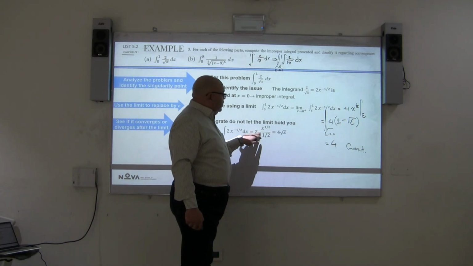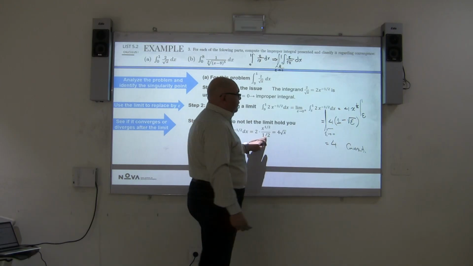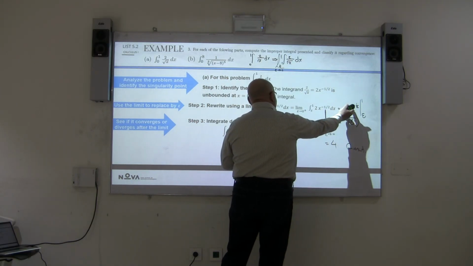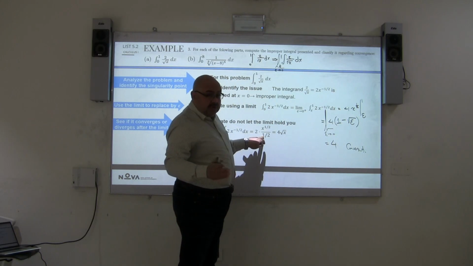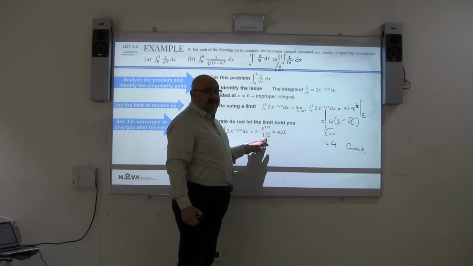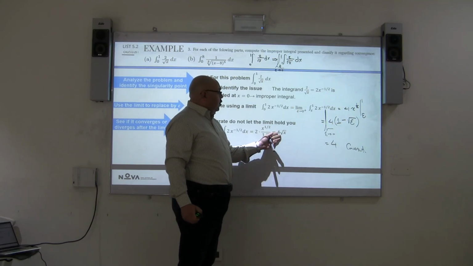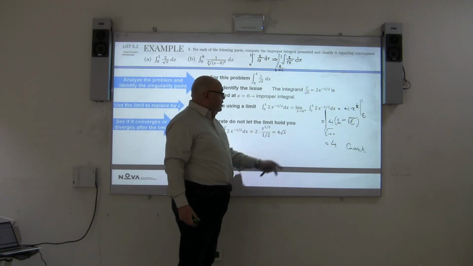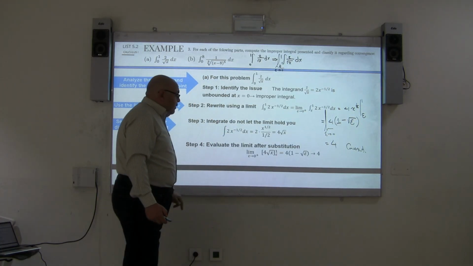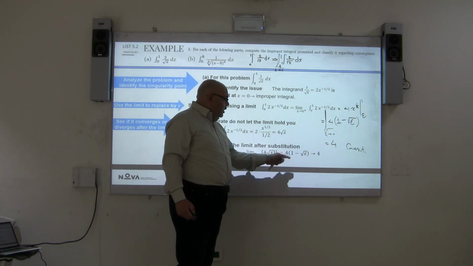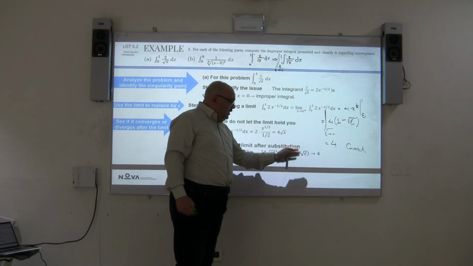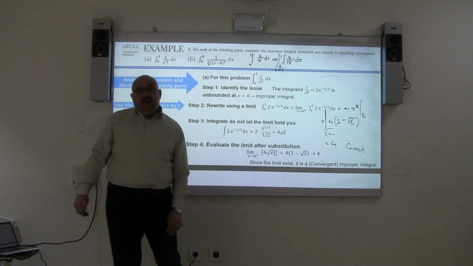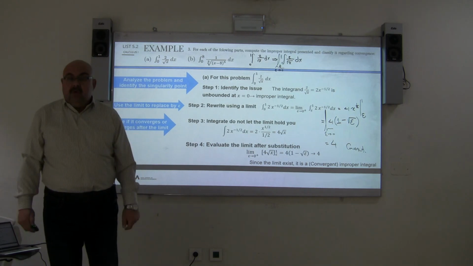I will complete the integration, x to the power of half over half, exactly as we said. And then you have, of course, a denominator. So it will come to 4 root of x. Then I will substitute and take the limit by 1 and epsilon. It will be 4, and since it exists, your integral is convergent.